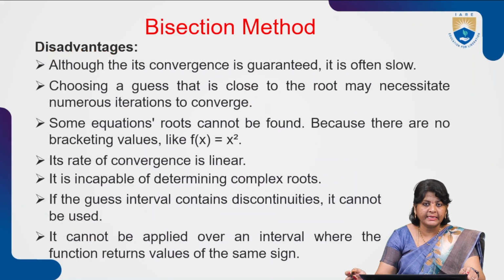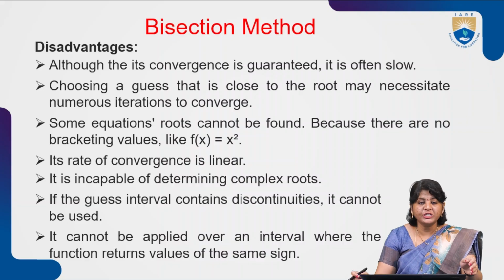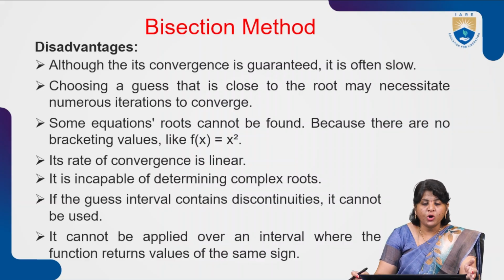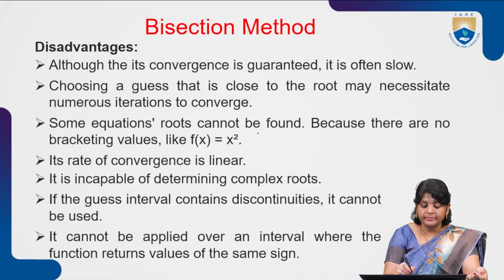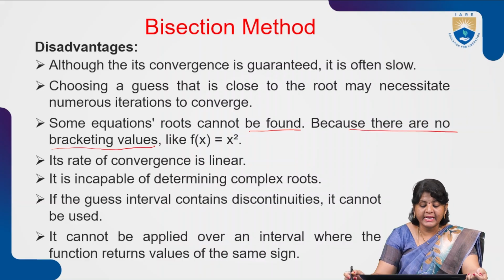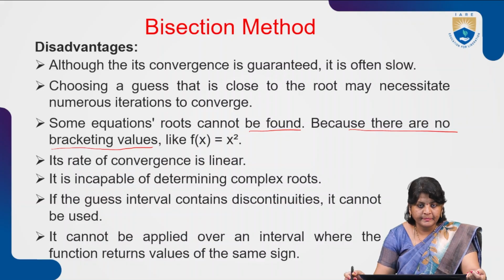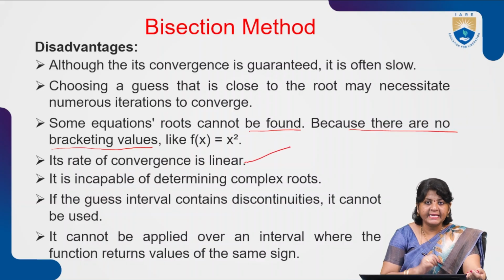But a few disadvantages are there. Although convergence is guaranteed, it is often slow because it will take more iterations to get the root value. Choosing a guess that is close to the root may necessitate numerous iterations to converge. If the initial guess we choose is not appropriate, then we need to move on for further iterations. Some equation roots cannot be found because there are no backing values, like f of x is equal to x square. Its rate of convergence is linear.